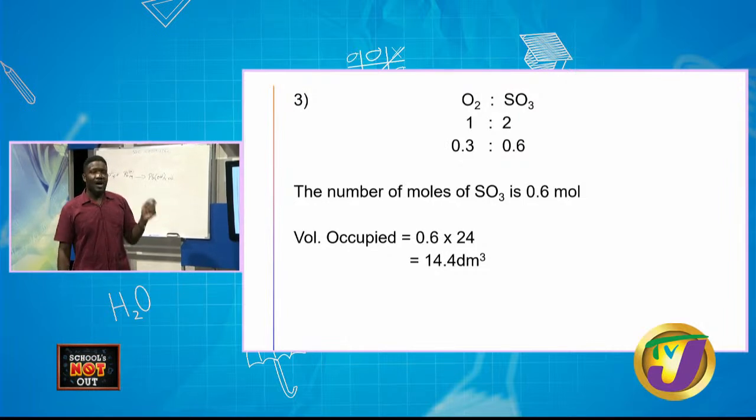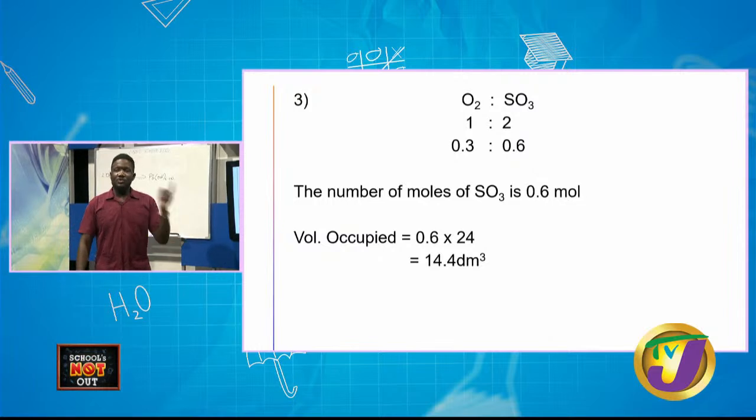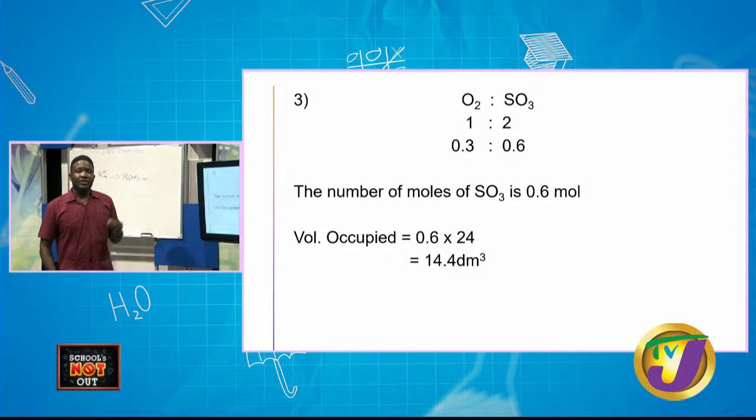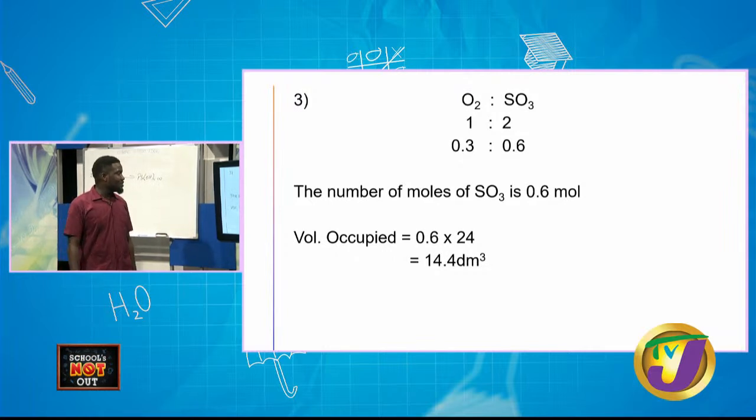But the amount of moles of oxygen we just calculated, see there, was 0.3 moles. So 1 mole of oxygen gives you 2 moles of sulfur trioxide. That means 0.3 moles of oxygen is going to give you X. And since 2 is twice as much as 1, the answer is going to be double 0.3. So 0.6 will be our answer because you're going to say 0.3 times 2, all right? Then once you're finished with that, you're going to plug it into your formula of volume occupied equals 0.6 times 24. We're using 24 because it's RTP, all right? So we just calculated the 0.6 and we know that RTP is 24. And so our answer is 14.4 dm cubed.